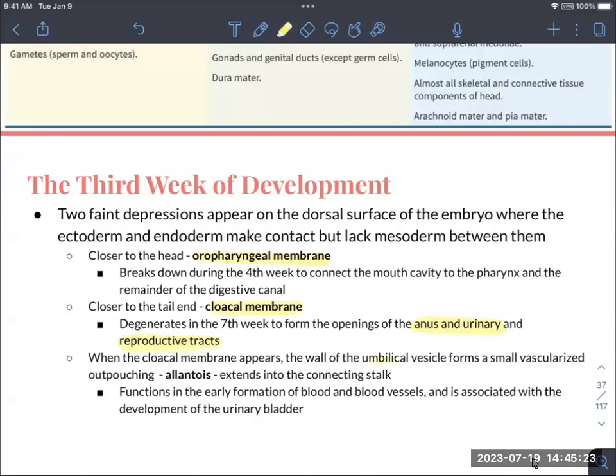So when this cloacal membrane starts to actually appear, this umbilical vesicle that forms, it forms this outpouching, the allantois, and it connects to that connecting stalk. And that gives us that formation of blood and blood vessels. Urinary bladder.